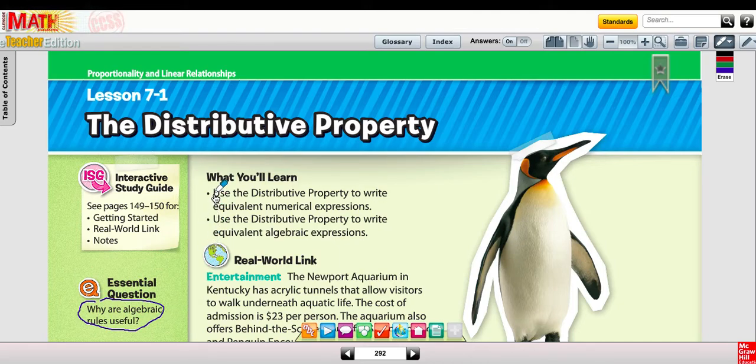In this lesson, you're going to be able to use the distributive property to write equivalent numerical expressions, and you're also going to be using that distributive property to write equivalent algebraic expressions. So just as a reminder, numerical expressions involve numbers and operations, and algebraic expressions involve numbers and variables.